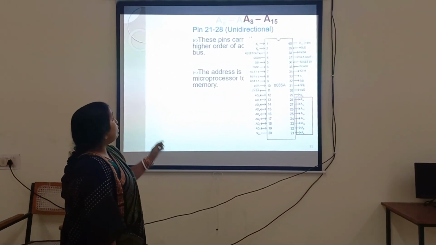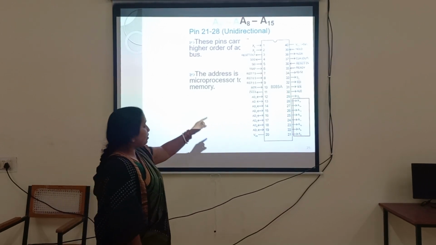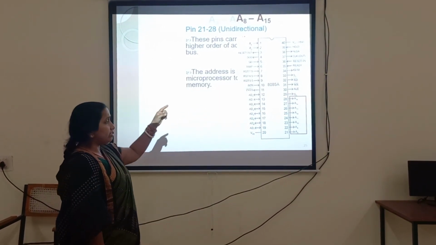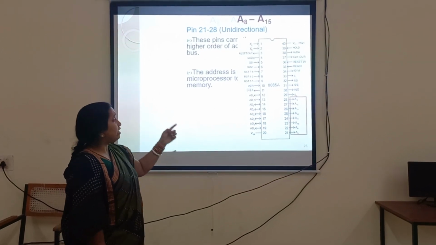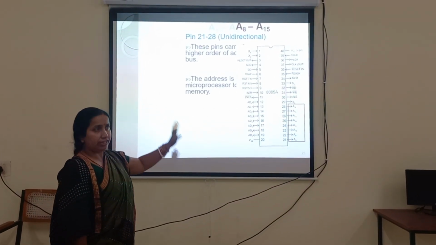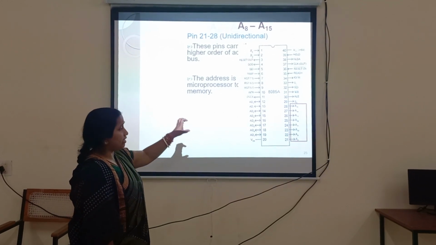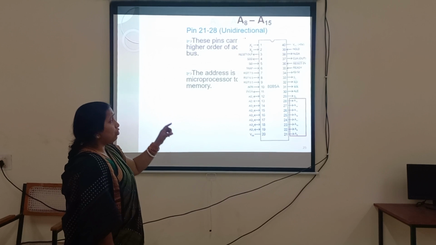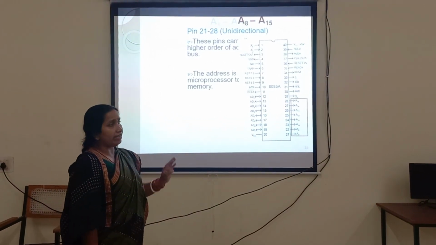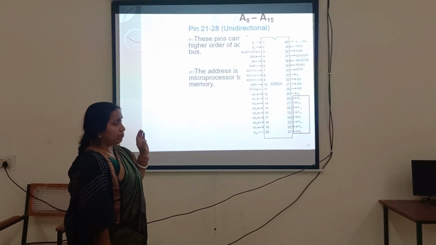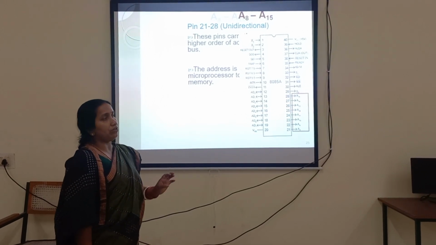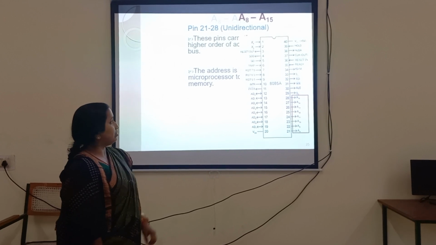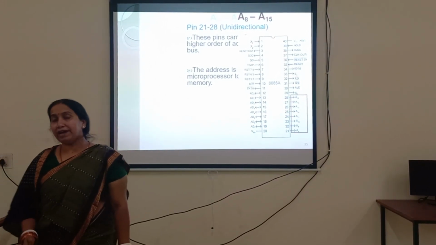The next is pin numbers 21 to 28. These are the address lines, which carry the higher byte of the address, and they are unidirectional in nature, because only the microprocessor can assign the memory location where the program is to be executed. So the address is unidirectional in nature, whereas the data is bidirectional in nature.